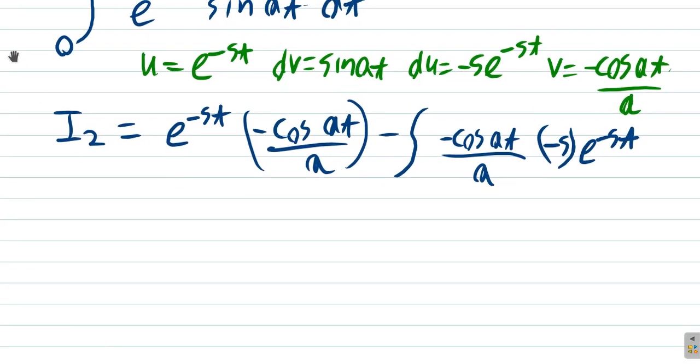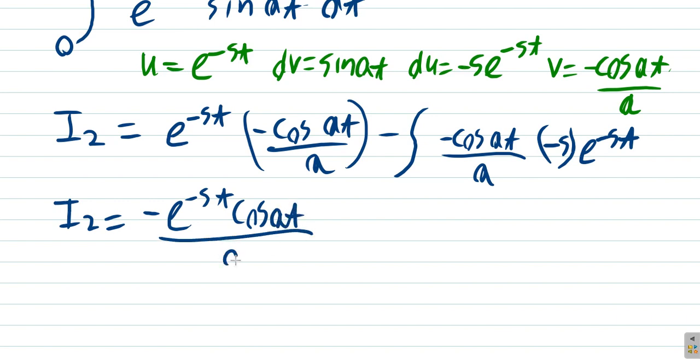Alright, so let's fix this up a bit. I2 is going to be negative e to the negative st cos at over a. Now this is going to end up as a minus, because we have a minus here, a minus gives you a plus, then a third minus gives you a minus, so it's minus. Let's take the constants out.